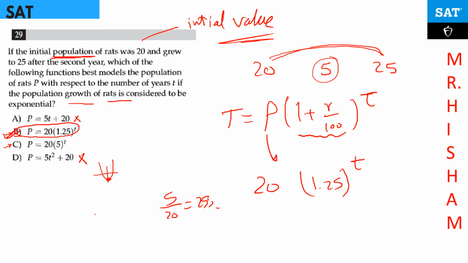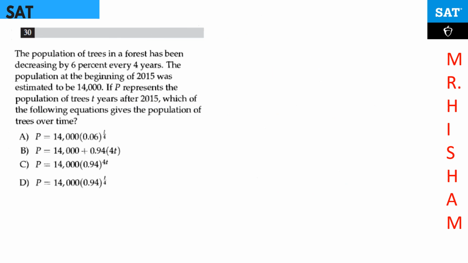Again, to find the rate that I'm increasing every year, don't say that I'm increasing by 5. No, it's increasing by a quarter, because 5 represents a quarter of 20. A quarter of 20.